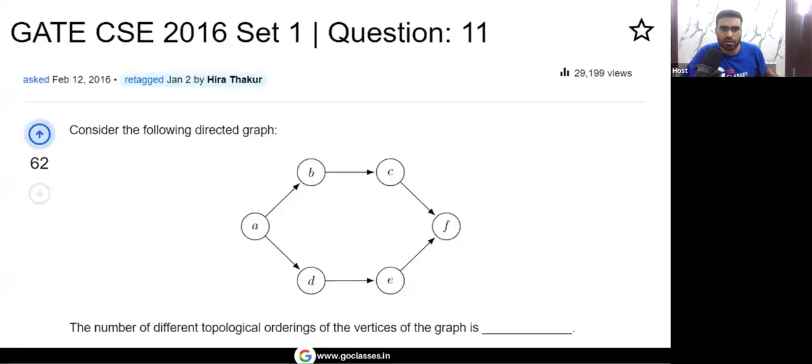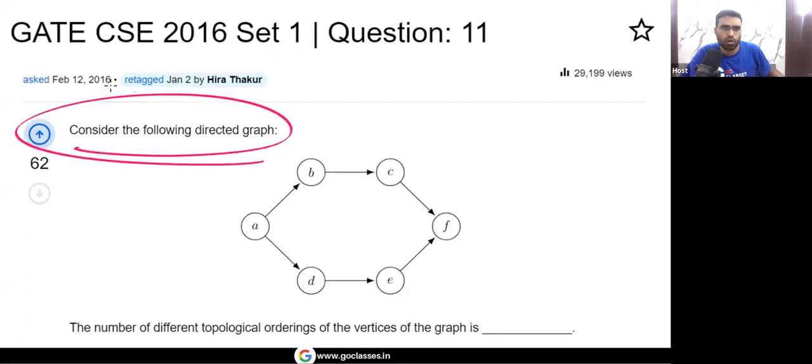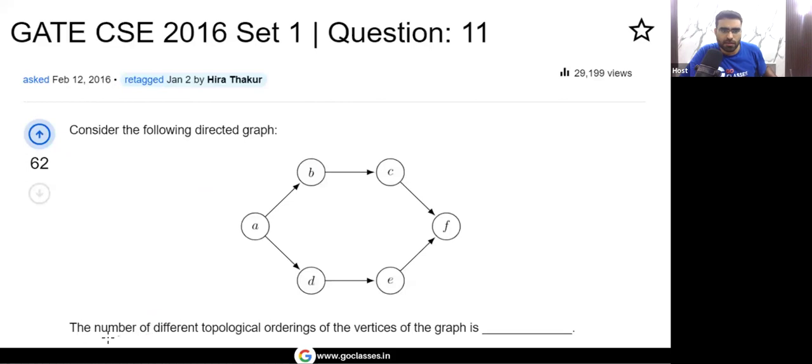Like this you can repeat the same procedure and find the topological order. Now let's solve this question. This is a GATE 2016 question. Consider the following directed graph. We need the number of different topological orderings of vertices of this graph. First of all, is this graph a directed acyclic graph? Is there any cycle in this graph? There is no cycle. This is a directed acyclic graph, and this is important, because in a directed acyclic graph you can find topological orderings.